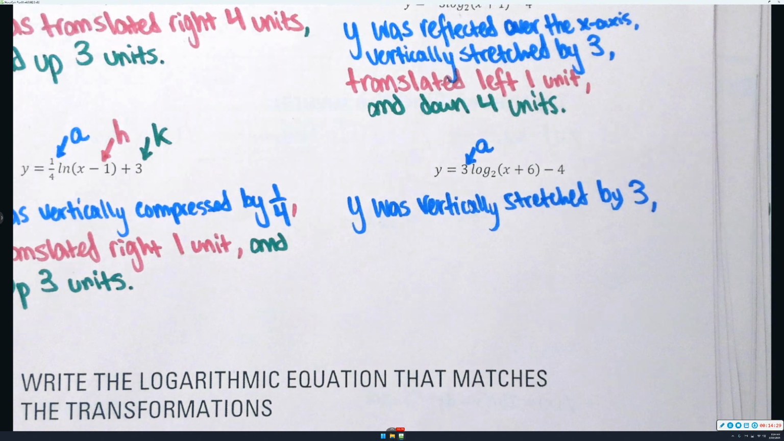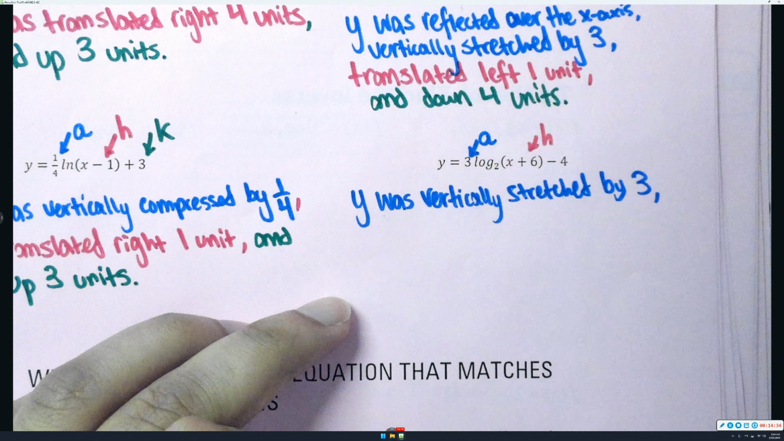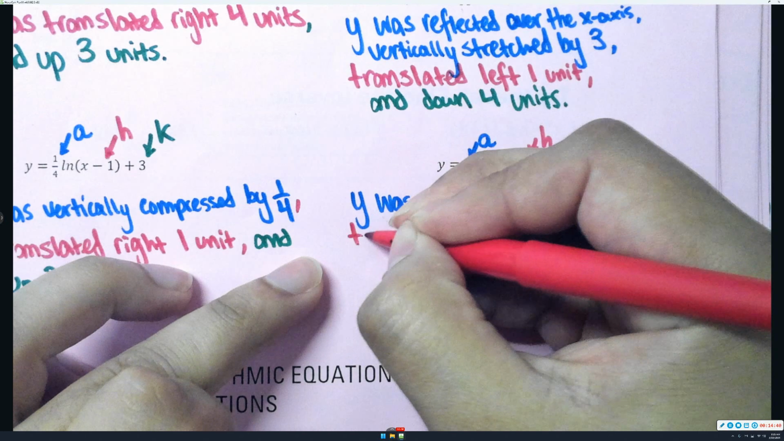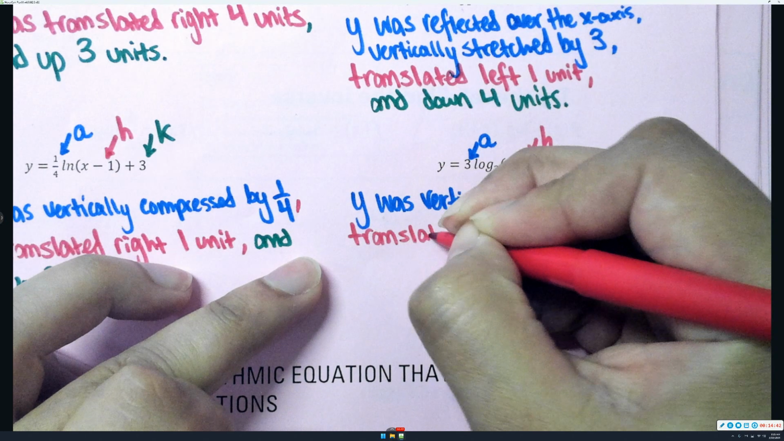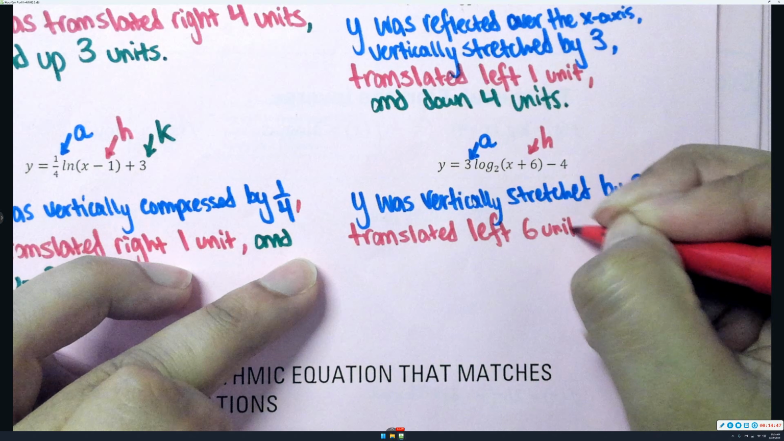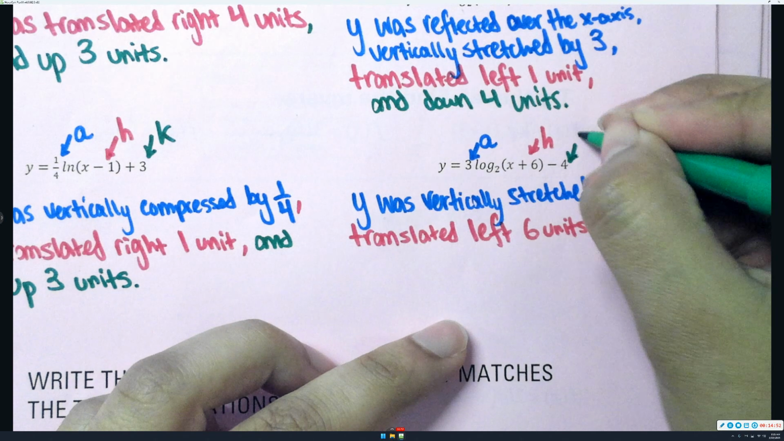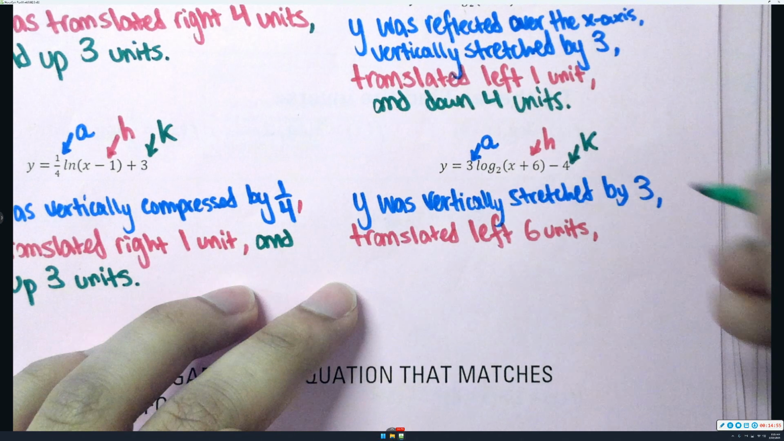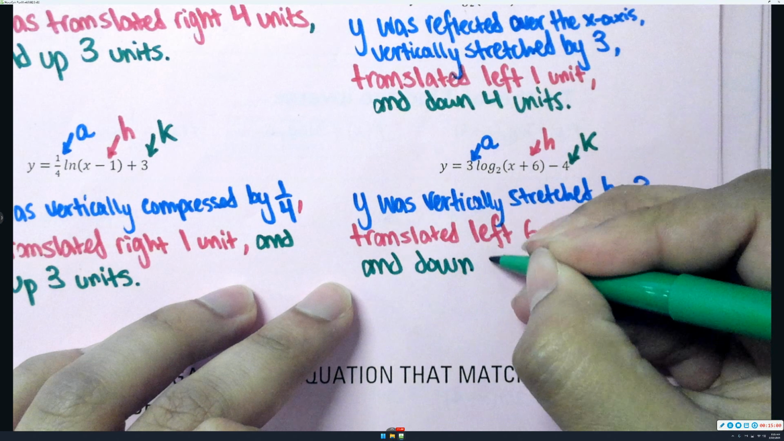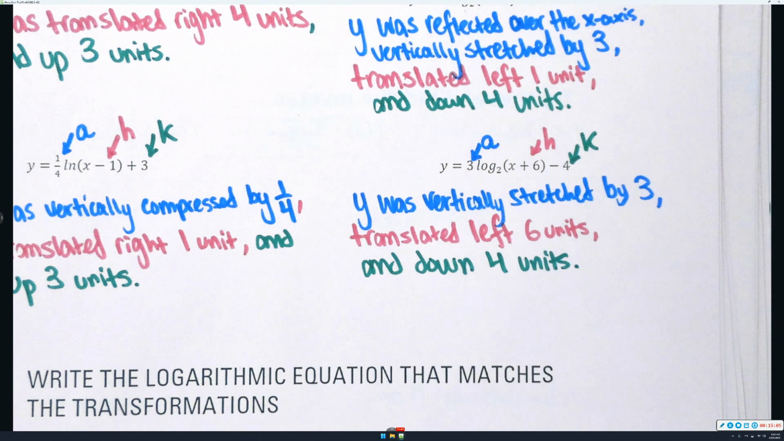Comma, then we notice that we have an h value of positive 6. Let's write that down. So if it's a plus, it's going to go to the left. So write down translated left 6 units, comma, and then we have a minus 4, so that's our k value. So it's going to go down by 4. So write down and down 4 units.